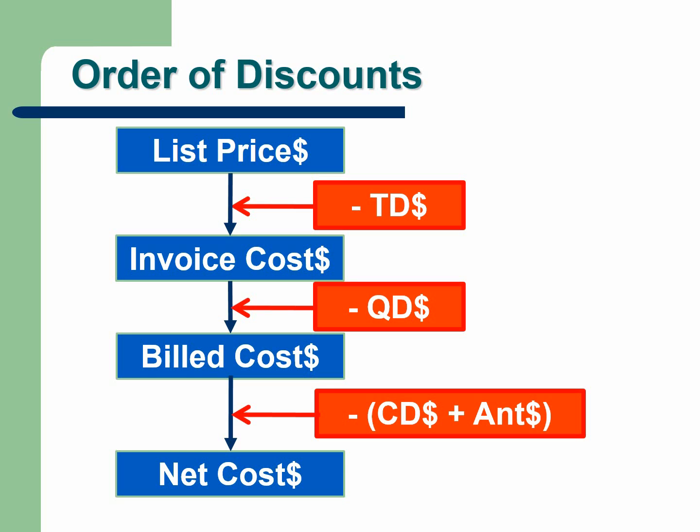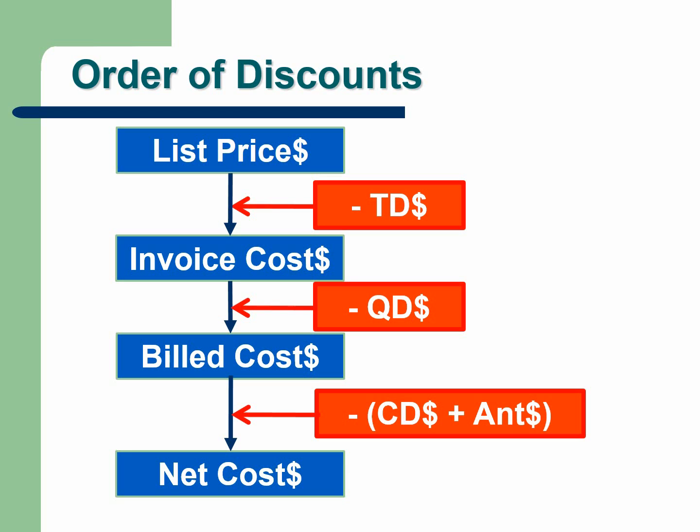So here are the different terms. You start from list price or suggested retail price and take off the trade discounts. What's left is the invoice cost, from which we take off quantity discount. What's left is billed cost. Then you take off cash discount and anticipation to finally know what the net cost is. So here you can see the clear order of discounts: trade, quantity, and cash discount plus anticipation.